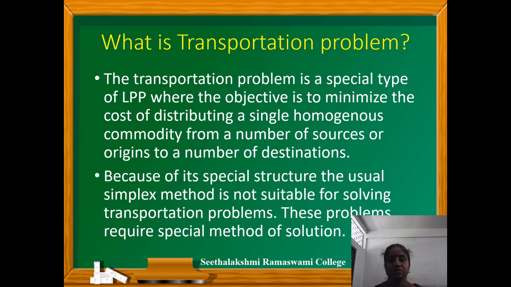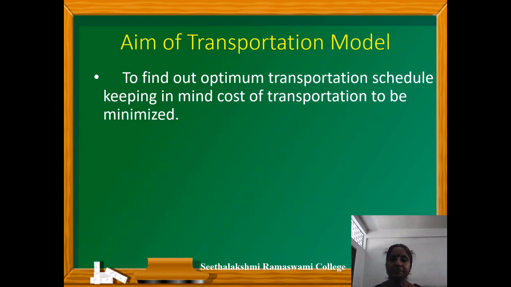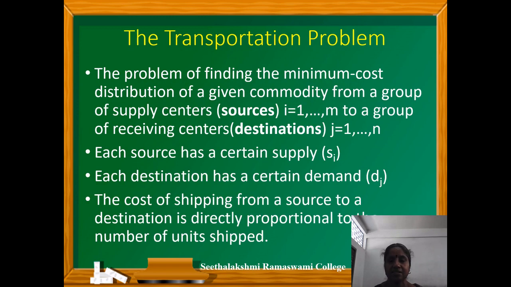Usually, linear programming problems can be solved by the simplex method, but because of the special structure of this type of model, we cannot solve it by the simplex method. So, we need a special method of solution. The aim is to find out the minimum transportation cost. And the transportation problem is finding the minimum cost distribution of a single homogeneous commodity from a group of supply centers. There may be M centers, and from those centers to end destinations, we have to transport goods.